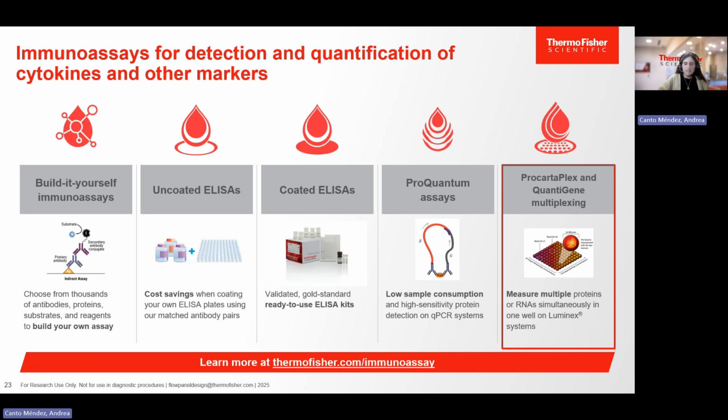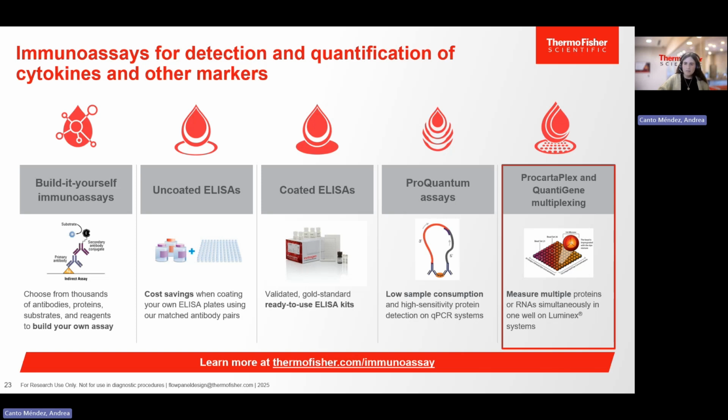At Thermo Fisher Scientific, you can find multiple options, such as build-it-yourself immunoassays, where you can choose the antibodies, proteins, and substrates that you want to use to address your question in a very tailored and specific way. You can also check the different options for uncoated and coated ELISAs, and Quantum assays, where we have low sample consumption and high sensitivity protein detection on qPCR systems.